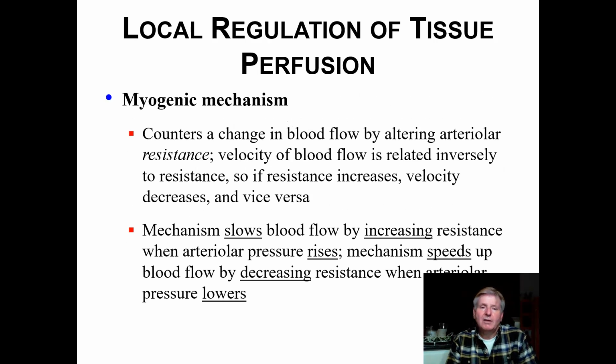Myogenic is going to counter a change in blood flow by altering the arterial resistance. Remember, your velocity of blood flow is related inversely to resistance. So if resistance increases, velocity decreases, and vice versa. This mechanism will slow blood flow by increasing resistance when your arterial pressure increases. That mechanism then will speed up blood flow by decreasing resistance when the arterial pressure lowers, so it can get more blood to the area.